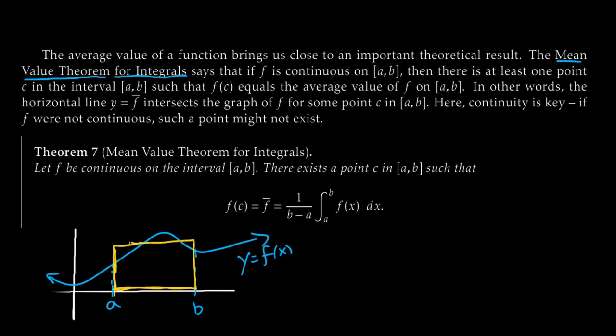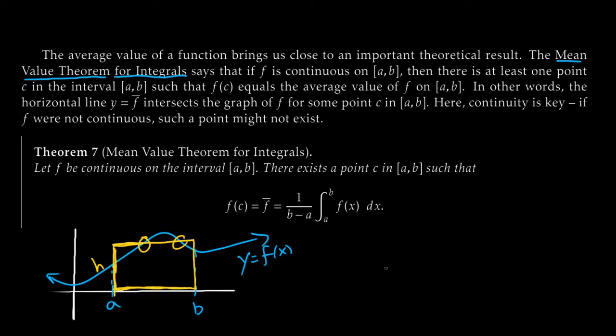Midway up the function, we got our average value. So this height here, h, was the average value. And notice there are a couple of places where this horizontal line at the top of the box intersects our function. What the mean value theorem for integrals is going to say is that there has to be at least one place where we intersect our function. And that's all it really is going to tell us.